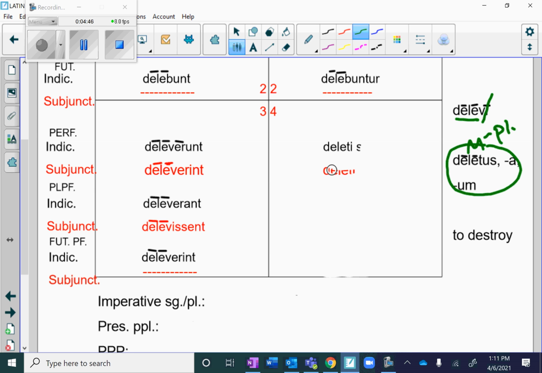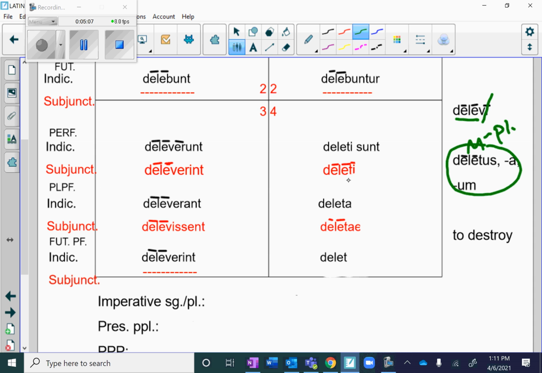That should have a macron over the I. Deleti. No, deleti. Sorry, I've done them in different genders here. Okay, actually, okay, so this one is masculine. Deleti, we're going to add the present tense of the verb to be as the second word.